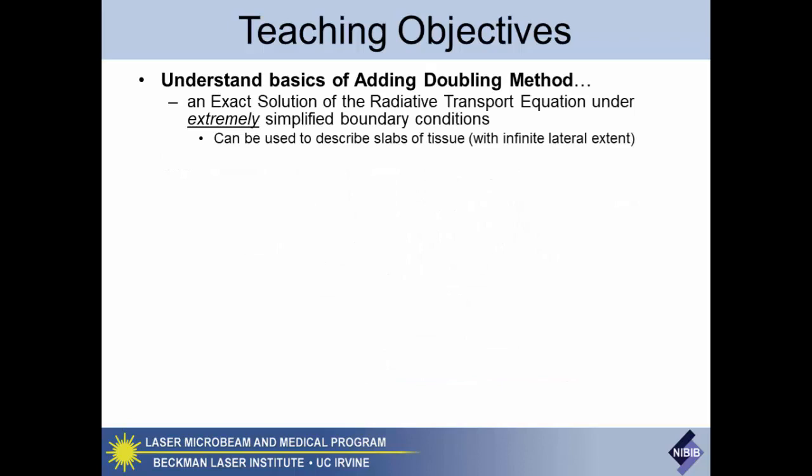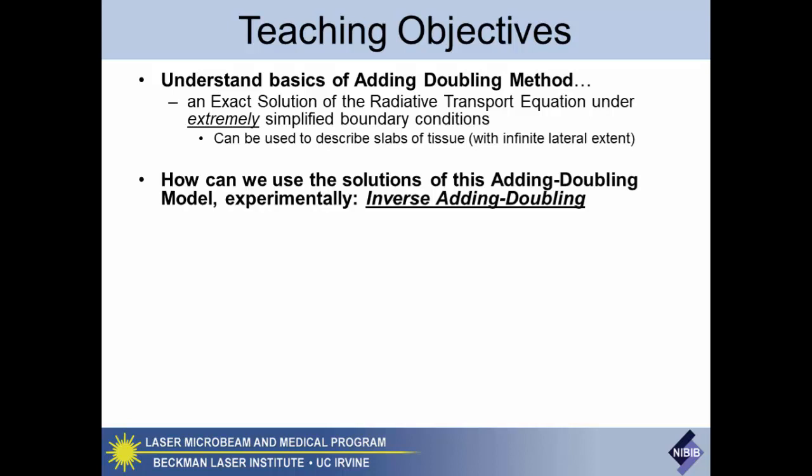So the teaching objectives for this lecture are basically to understand what this adding doubling method is, the fact that it is an exact solution of the radiative transport equation. However, the only reason why it's exact is that it's under extremely simplified boundary conditions. So again, this is a technique that can be used to describe slabs of tissue. But also, how can we use these solutions of the adding doubling models, this forward model, experimentally to actually get the opposite, so this inverse adding doubling approach.